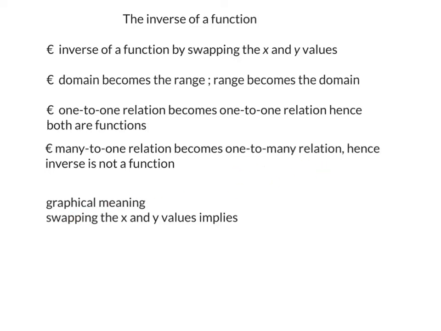Let's look at the graphical meaning. We said swapping the x and y values. It implies that the coordinate xy will become yx. Therefore, the graph is reflected about the line y is equal to x. So we have two interpretations here. Number one, the inverse of a graph means swapping the x and y values. And number two, the graphical meaning is a reflection about the line y is equal to x.